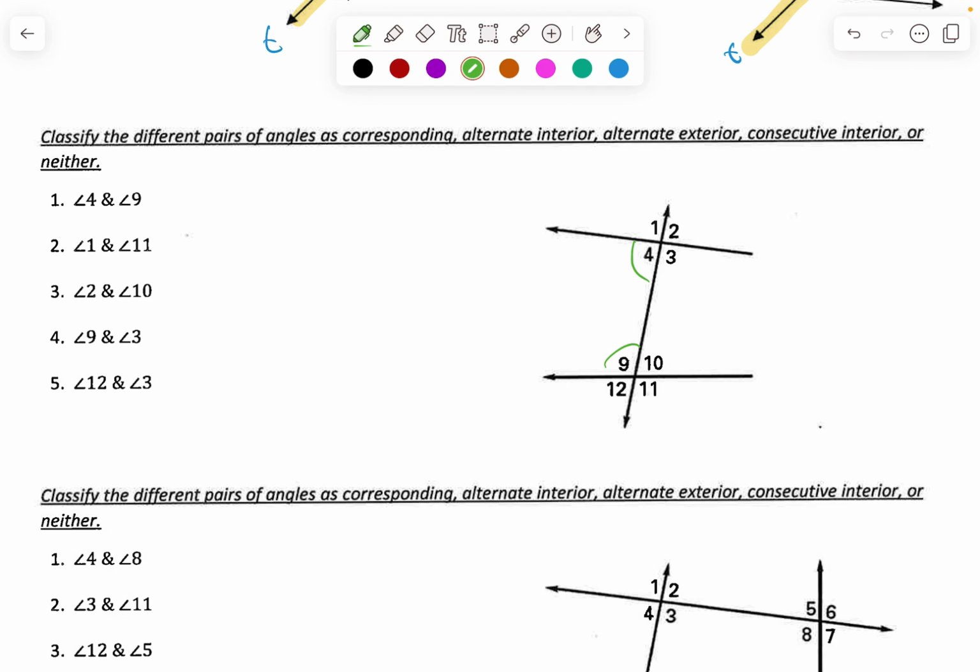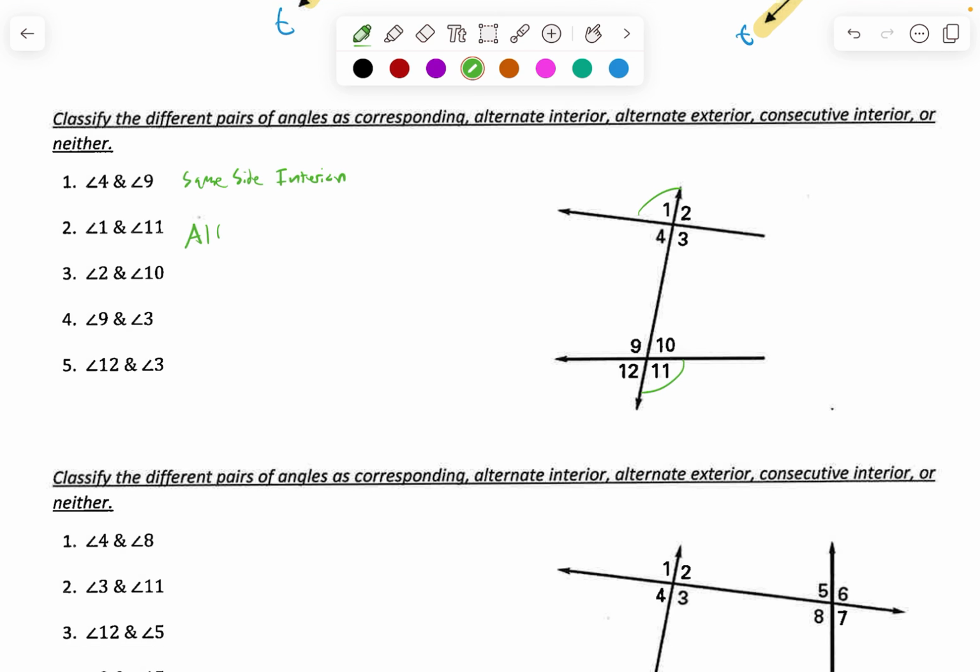All right. 4 and 9. I know those are same side interior. Okay. 1, that's where you need to be. You need to see them. And you're like, okay, 1 and 11. Oh yeah, those are alternate exterior.